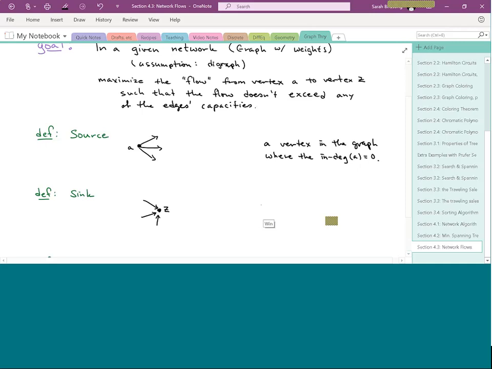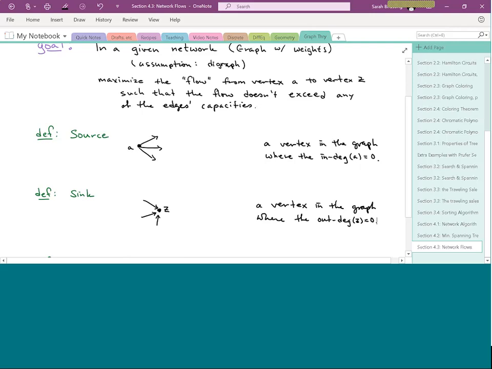So a sink is a vertex in the graph where the out degree is 0. And I used an A and a Z because when we start looking at A and Z in the future, A is going to have to be a source, and Z, as we use it in the future, is going to have to be a sink.